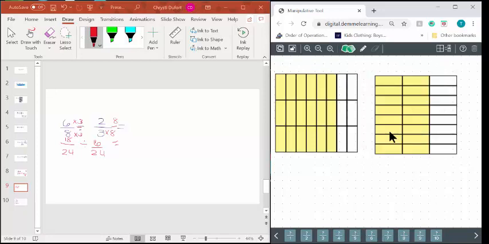Okay, so now we can see for both of these we have 24ths. Over here we have 16 24ths, and over here I have 18. So I can see that I'm going to be able to take out 16 of them, and then I still have 2 left, right? So I can take out 16 one whole time, and then I still have 2 of my 16ths left.